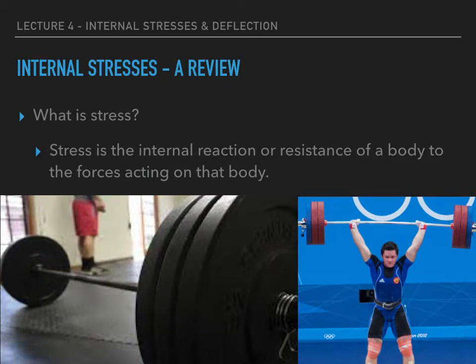Quick refresher of stress. So stress is the internal reaction or resistance of a body to the forces acting on that body. So on the right, the weightlifter is holding up a very heavy dumbbell. The force is the dumbbell and the body is undergoing a compressive stress.